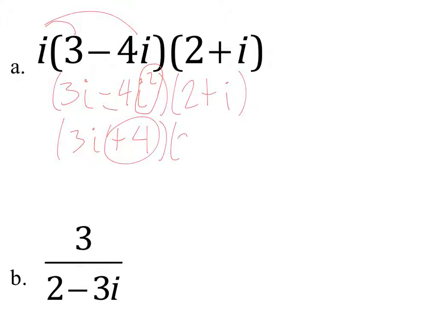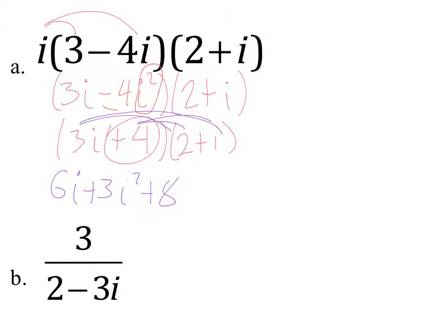All right, the other piece is going to be 2 plus i. We can do some double distribution. 3i times 2 is going to be 6i. 3i times i is going to be 3i squared. 4 times 2 is going to be 8. And 4 times i is going to be 4i.